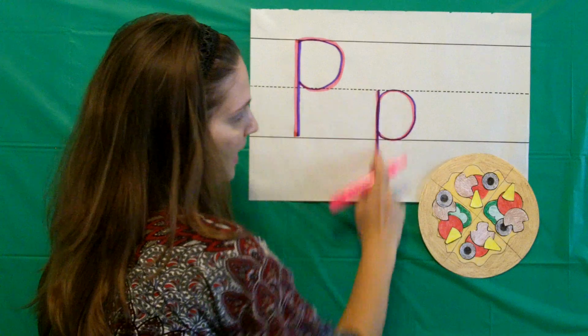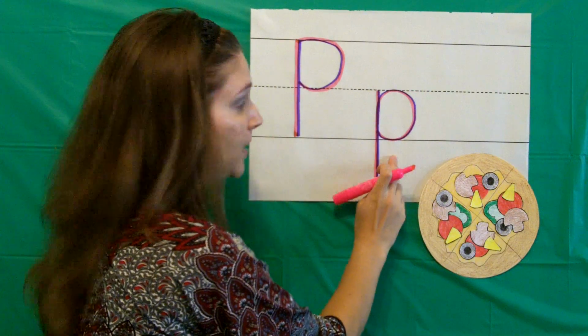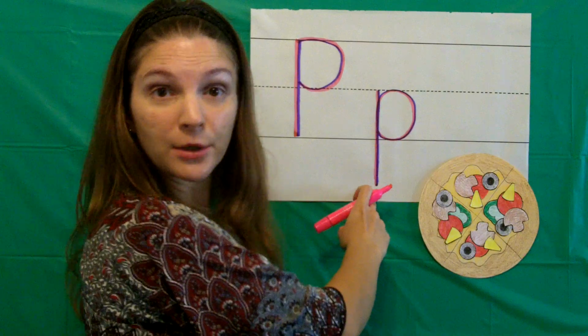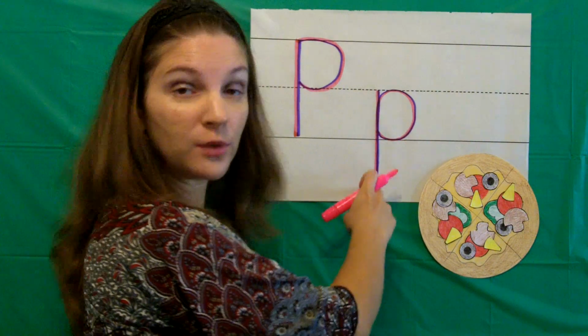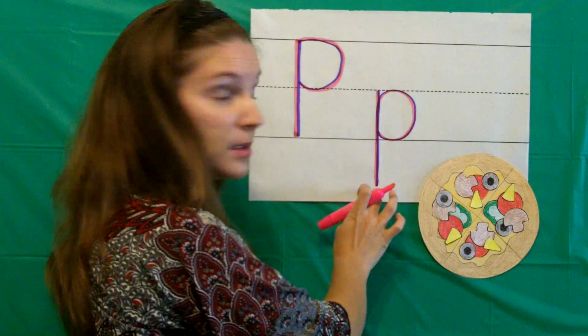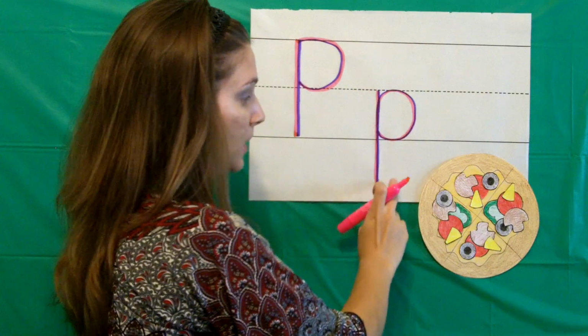So you're going down, back up, and around. P, lowercase p. This is a very good letter to practice printing, because it does confuse a lot of children. I see a lot of these lowercase p's kind of up here and in the middle, okay? So this one does require a lot of practice.